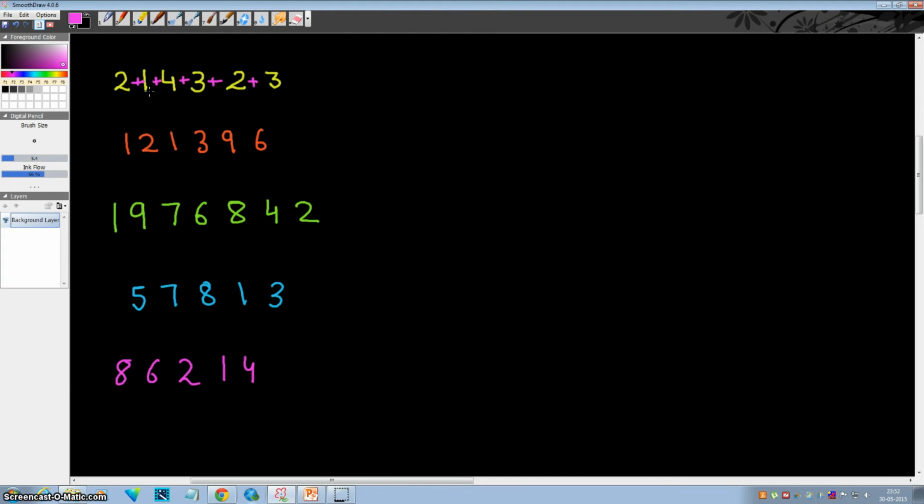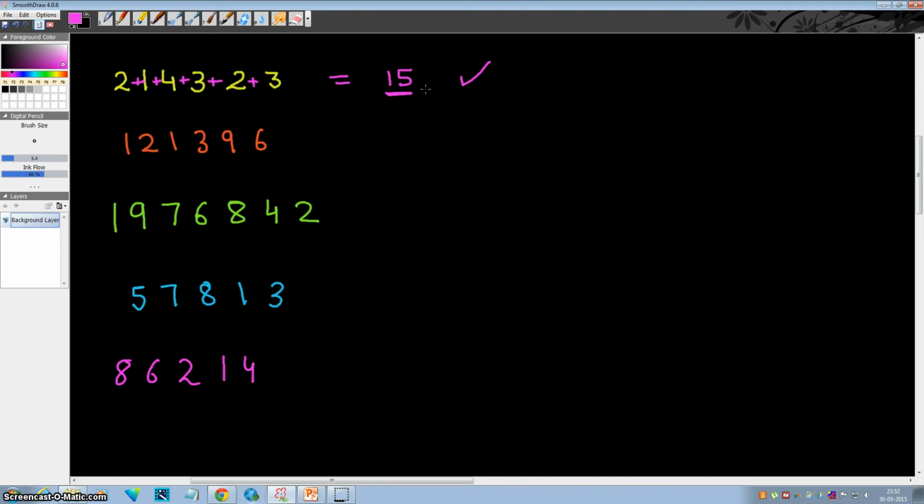So 2 plus 1 is 3, 3 plus 4 is 7, 7 plus 3 is 10, 10 plus 2 is 12, and 12 plus 3 is 15. Now, if this sum, which is 15 in this case, is divisible by 3, then the number is divisible by 3. Since you already know that 15 is divisible by 3, this number is also divisible by 3.